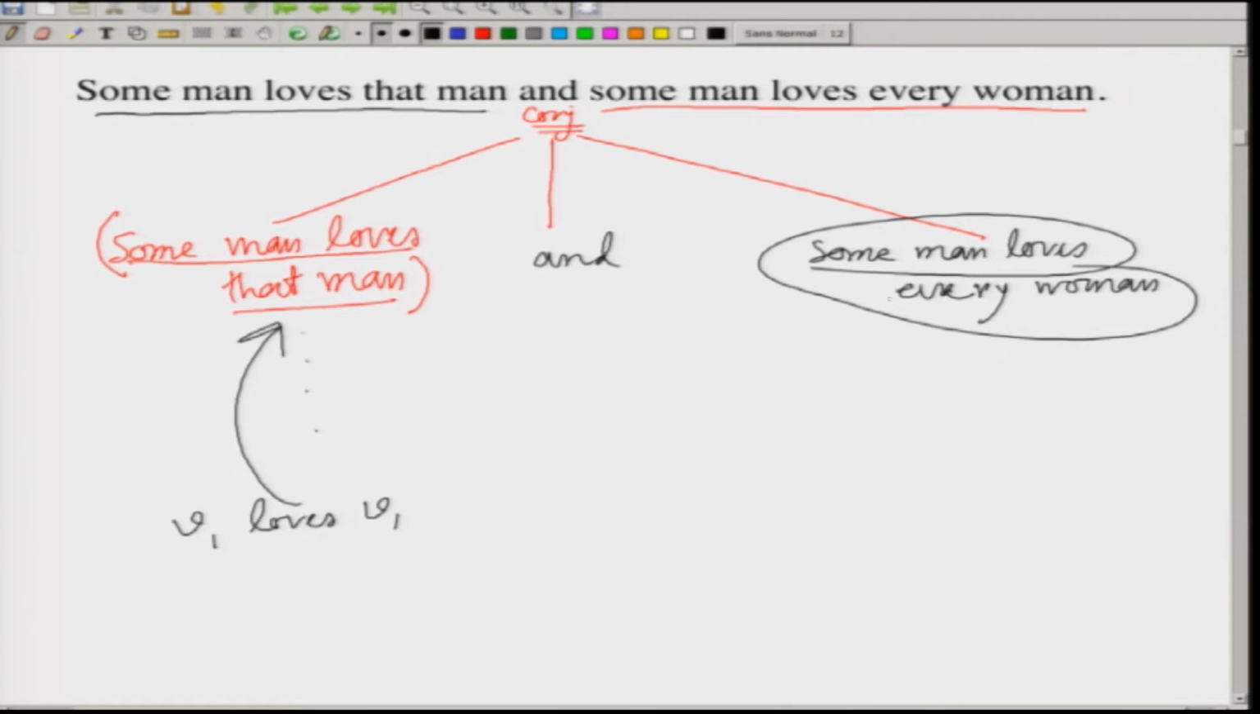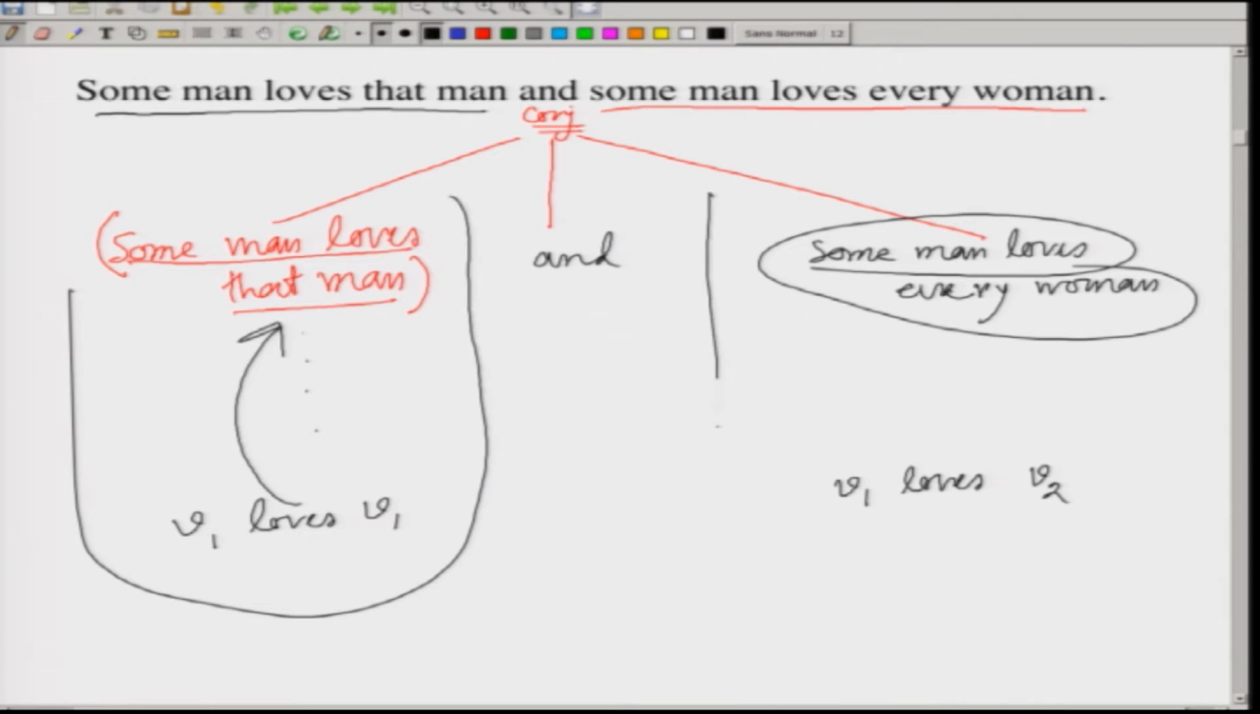This will be derived from V1 loves V2. Now the point is, this V1 and this V1 are not the same thing. Because this is a completely different procedure, these two are different procedures. We could also say that this is V3, but anyway, there is no harm if we call this V1. So the complete truth value of it, 1 or 2, will come here and will come here.